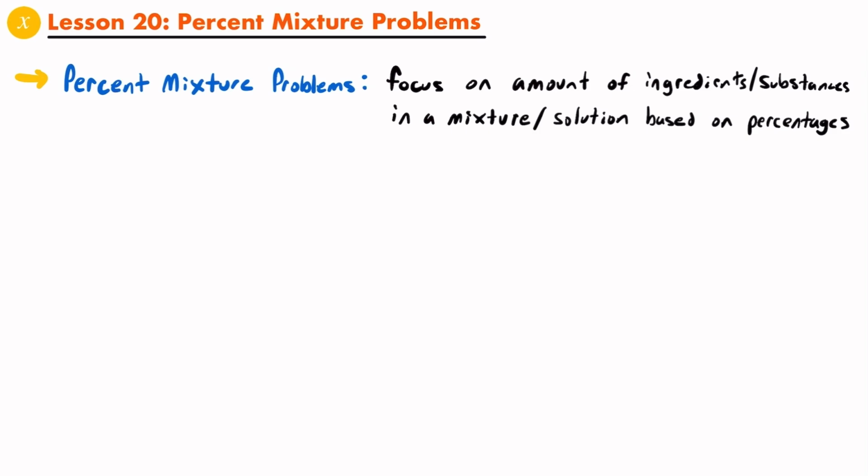While value mixture problems focused on the dollar value of the amount of different ingredients in a mixture, percent mixture problems focus on an amount of an ingredient or substance in a mixture or solution based on percentages. And this is pretty common when considering mixtures involving liquids, which sometimes we call solutions. The amount of a substance in a liquid solution can be given as a percent of the total solution.